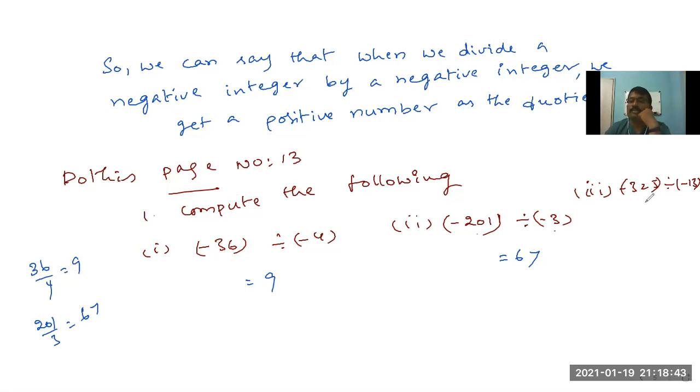Okay, so minus 325 by minus 13. First you make it 325 by 13. 13 times 1 is 13, 13 times 2 is 26, and 13 times 5 is 65. So first it is 25, but here two negative numbers are dividing. So that's why the answer is plus 25.